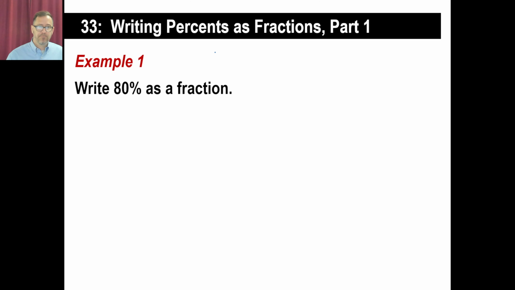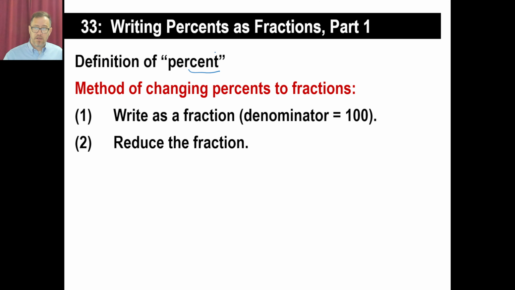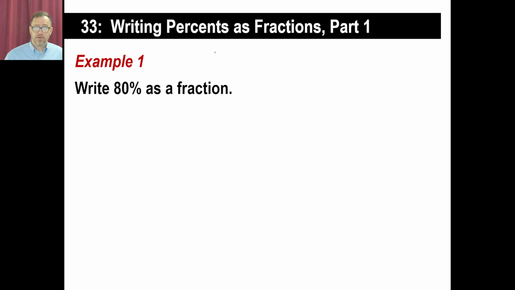All right, let's do a couple of these. Write 80% as a fraction. Well, step 1 says, write as a fraction, the denominator is 100. So you just go like this, 80 over 100. Now we're going to reduce the fraction. You might look at this and go, oh, 10 goes into both of these. That's going to be 8 over 10. And 2 goes into both of those, 4 and 5. There you go. That's the reduced fraction of 80%.